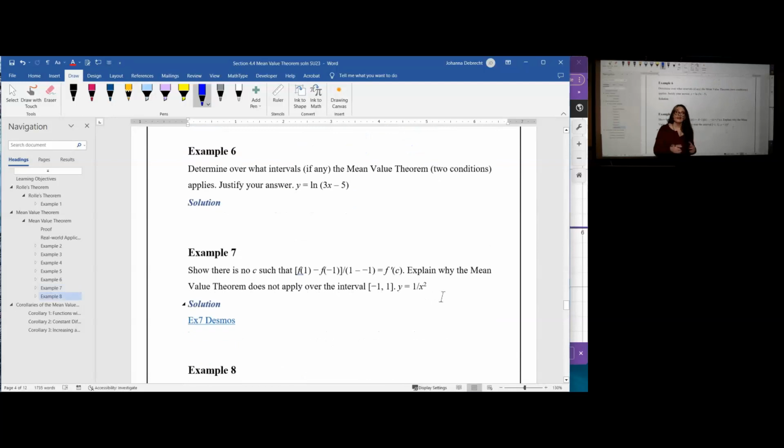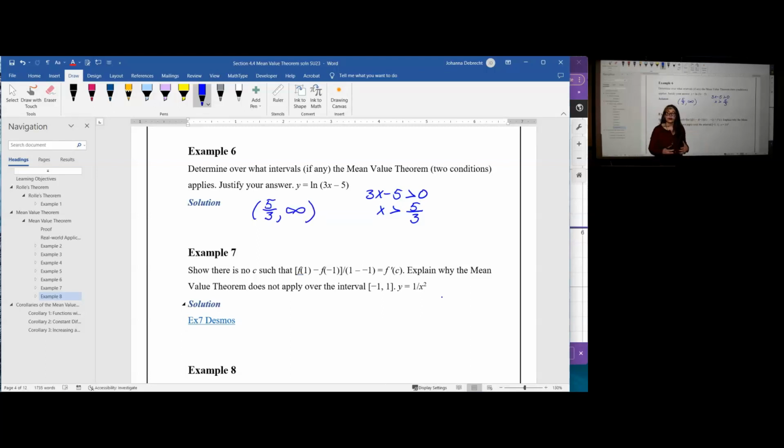Over what intervals could we apply the mean value theorem? We know that natural log has an argument that is always strictly positive. The argument is 3x minus 5. So we take 3x minus 5 and set it greater than 0. Solving for x, this gives us that it must be greater than 5/3. The function is only defined on the interval open 5/3 to infinity.